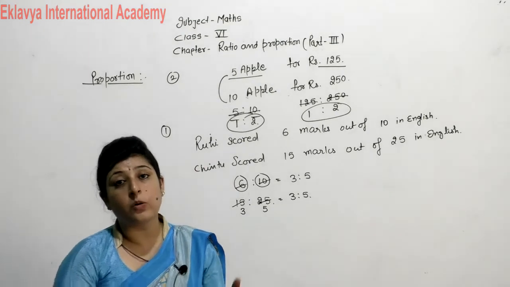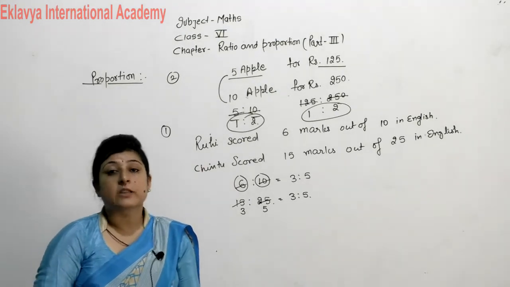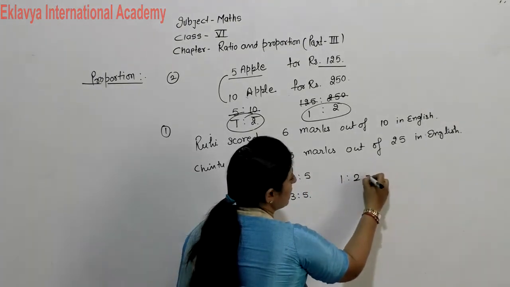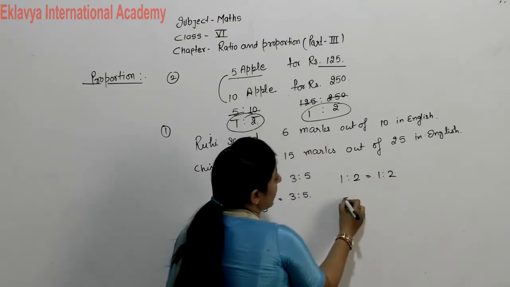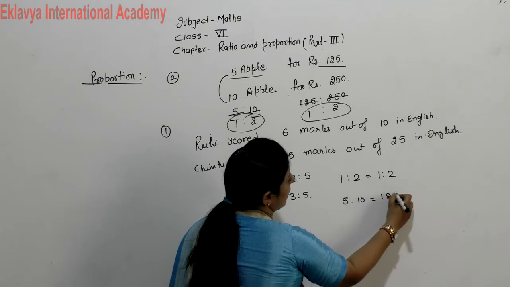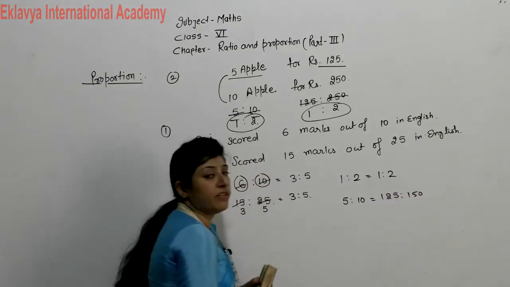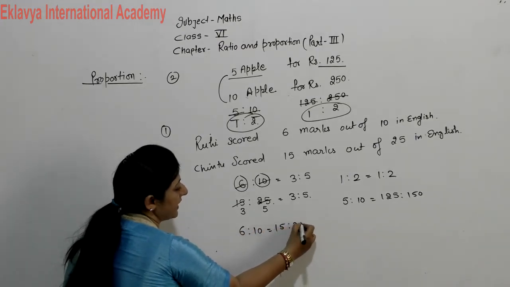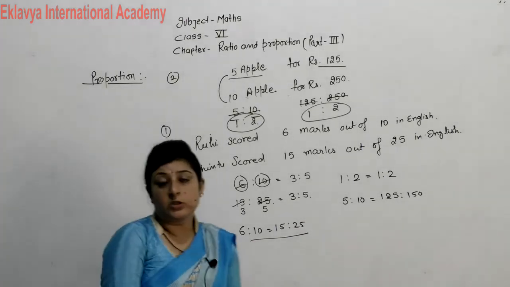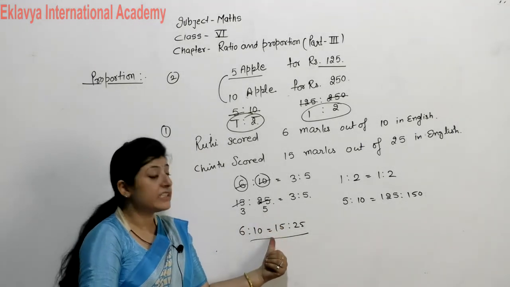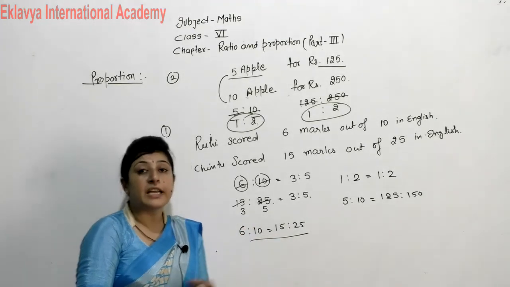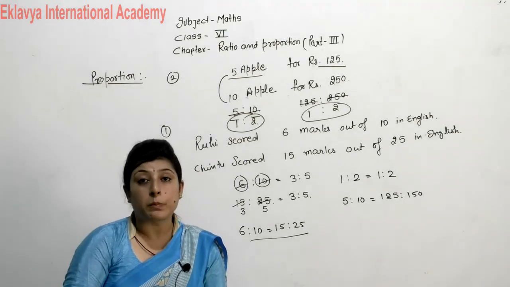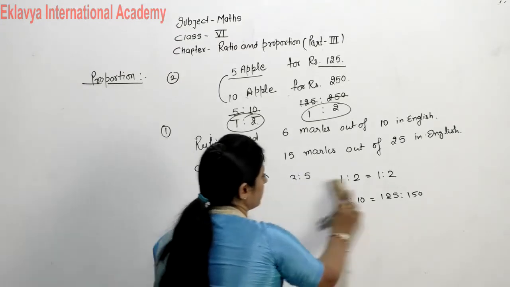A statement whose ratios are equal is called proportion. It means here we can say that 1:2 is equal to 1:2. It means I can write down 5:10 is equal to 125:250. Here also I can write down 6:10 is equal to 15:25. So we can see easily here that two ratios are equal, or if two ratios are equal, then this is called proportion.